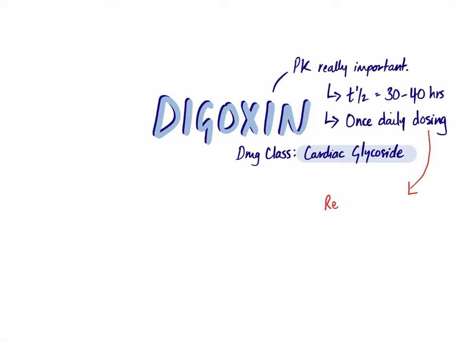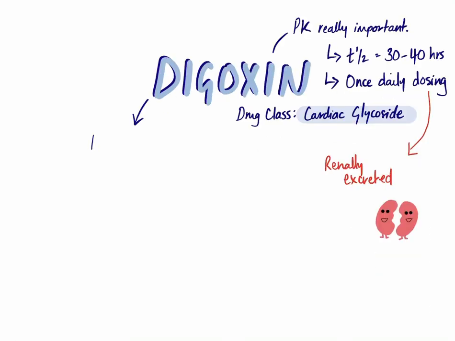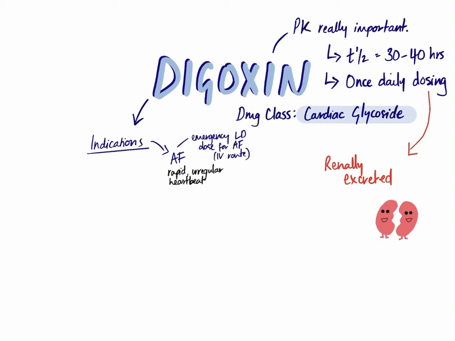It's also renally excreted. The indications for digoxin include atrial fibrillation, which is a condition characterized by a rapid irregular heartbeat, and the emergency loading dose for atrial fibrillation is usually given intravenously over 2 hours, and the maintenance dose for AF is around 125 to 250 micrograms once daily. Note that it's micrograms and not milligrams.